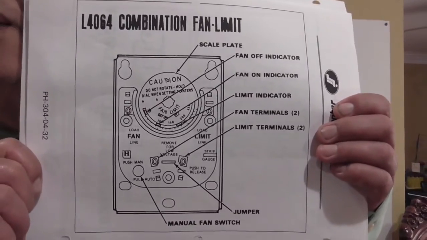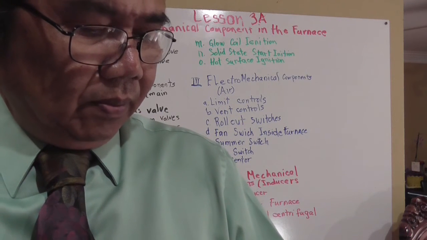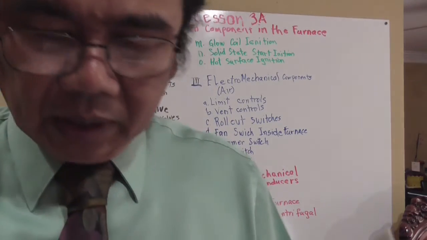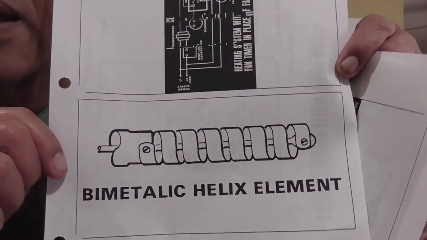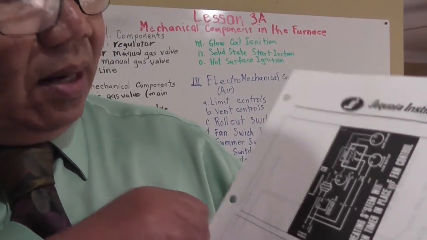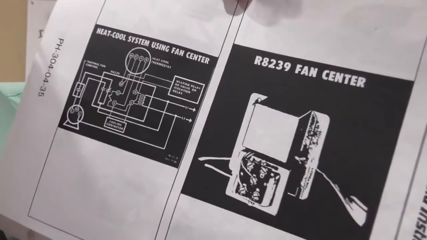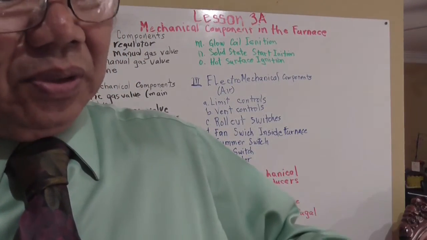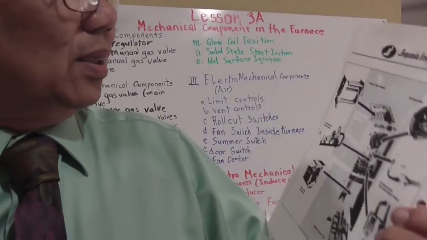This is a diagram of the fan limit switch. Okay, what you got here is just like a dial that you turn around to set your temperature. And then this one right here is a bimetallic coil. Okay, when this coil is heated up, it will make a contact, and then the diagram of the switch will be like this. And then over here you got the fan center. And then this one right here is a diagram of the basic heater.